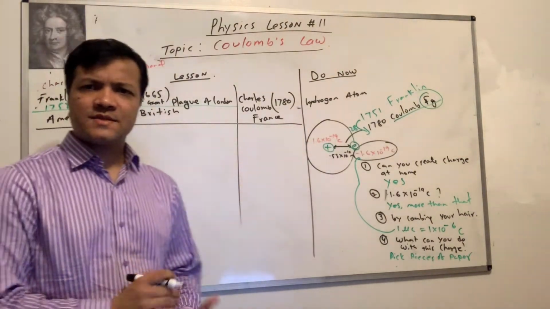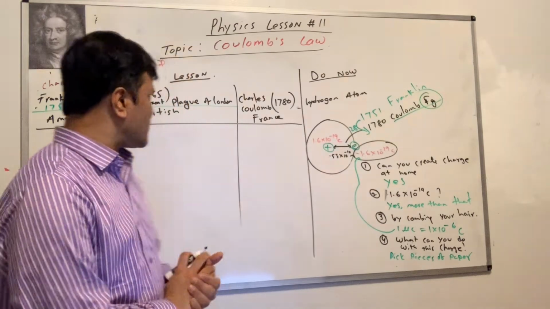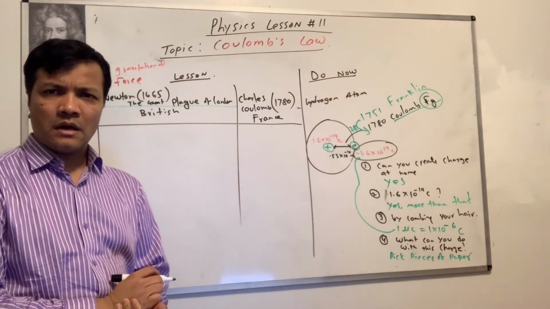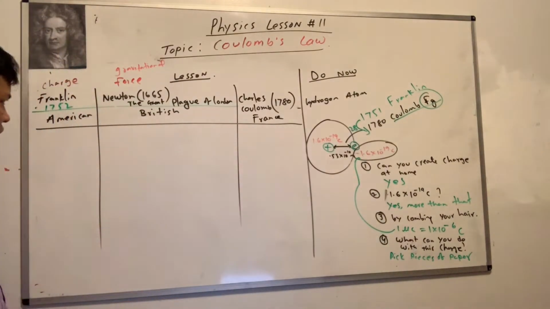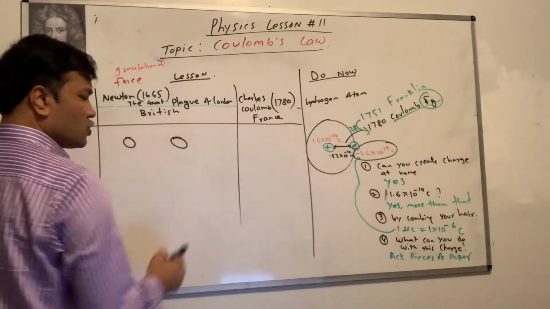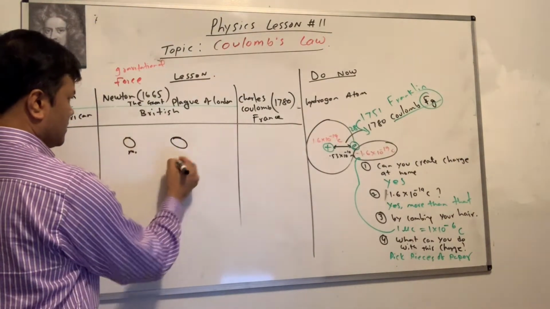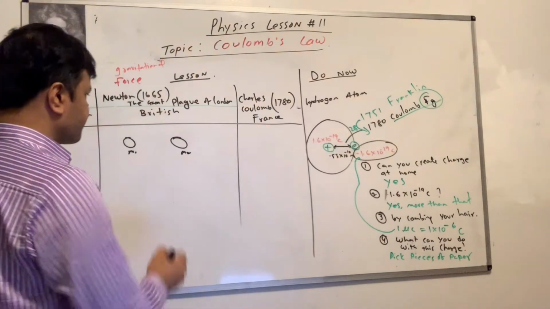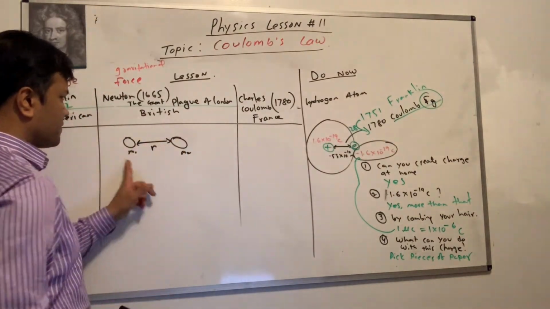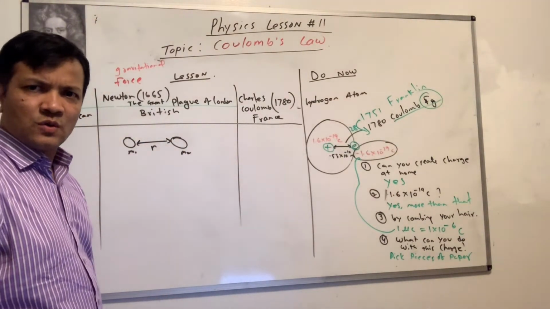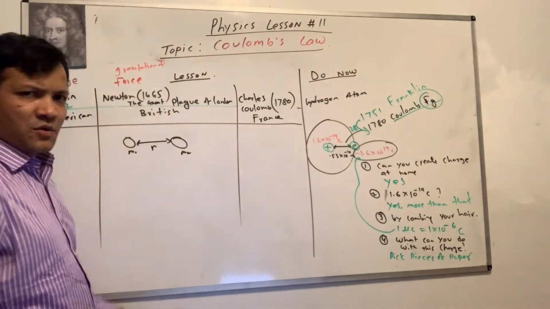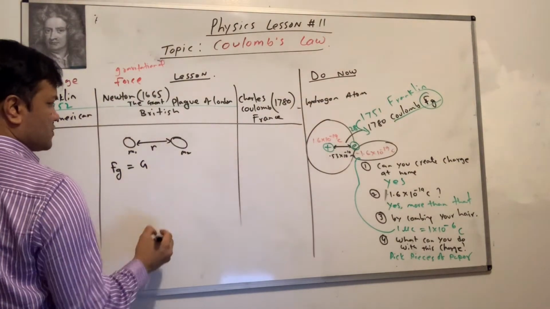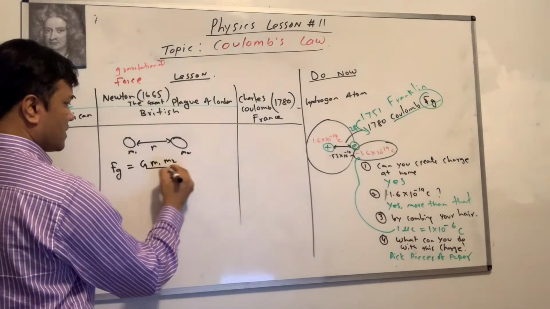Okay, now let's focus on what Newton did. Newton said that if you have two masses, mass 1 and mass 2, then there would be an attractive force between these two masses, given the distance r. If you separate these two masses by a distance r, then there would be a force. And this is what he wrote: G m1 m2 over r squared.